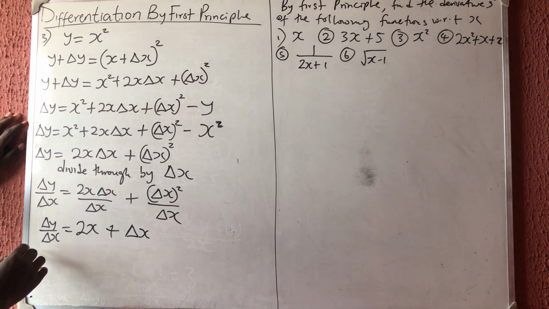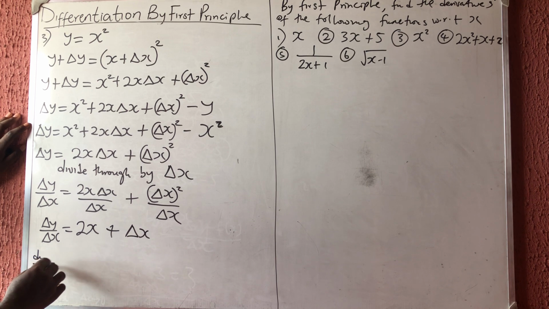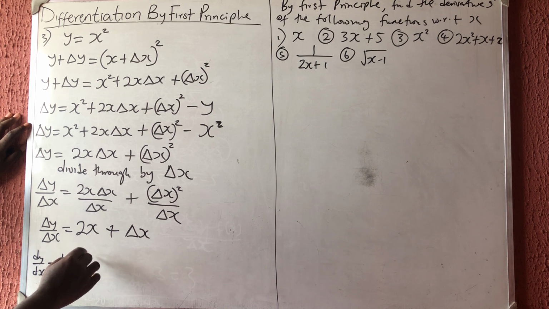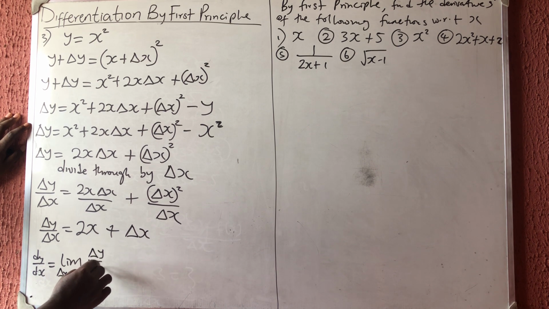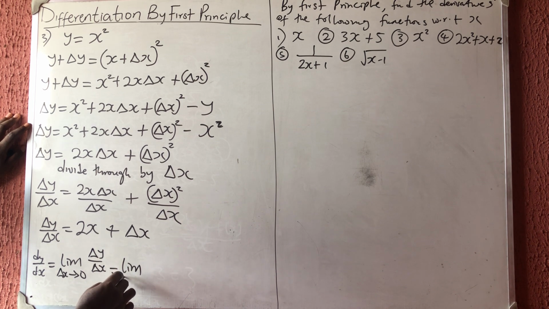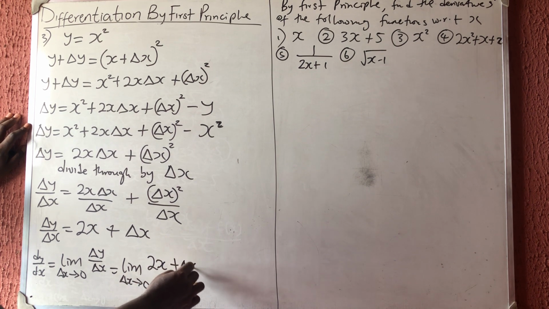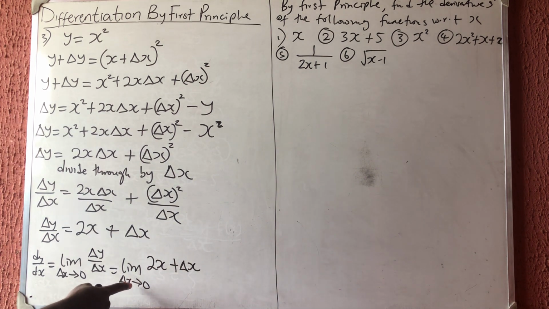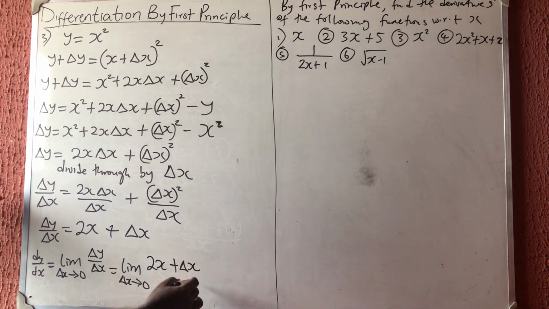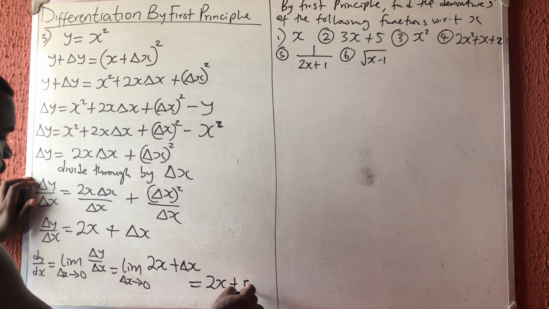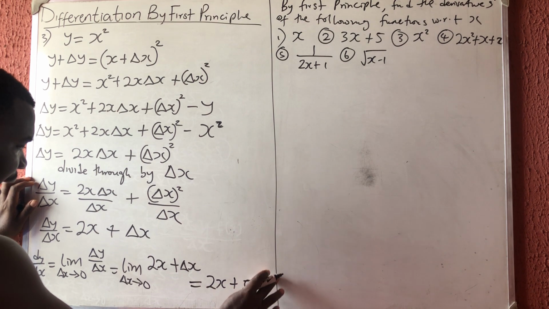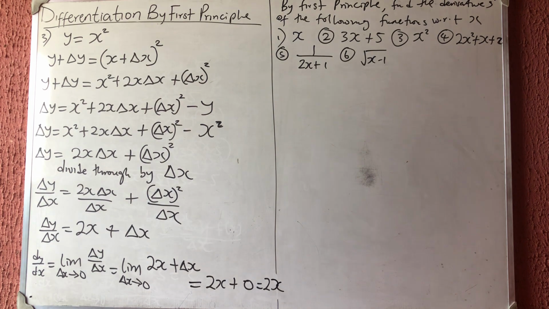So now don't forget that my dy dx is simply the limit as change in x approaches 0 of that change in y over change in x, which is what? The limit as change in x approaches 0 of that 2x plus change in x. Limit simply means we should substitute: anywhere we see change in x, put 0. So if I put 0 here, my answer will now be 2x plus 0, which is equal to 2x. So the differentiation of x squared is simply 2x. You see that that is very simple to calculate.